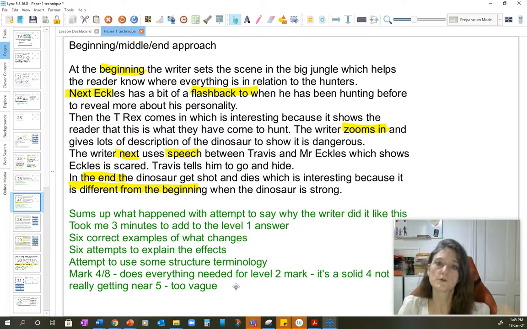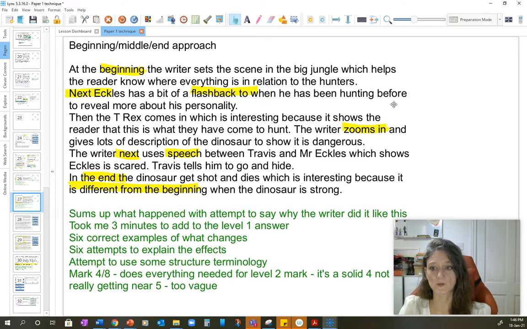It's not really bothering to be clear. Much of it is too vague. Everything is in relation to the hunters. It tells us about his personality, but it doesn't tell us what. It shows them what they can't hunt, again, a bit vague. It shows that it's dangerous, very vague. It shows that Eccles is scared, a bit vague. And it is interesting here, again, really vague. So it's got 6 attempts, but they're all quite vague attempts. This is probably the best one.